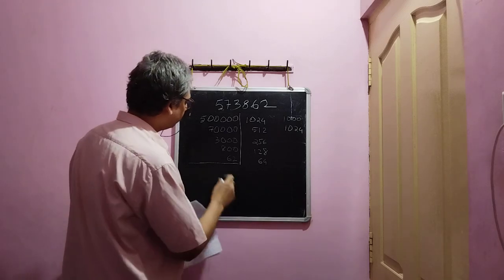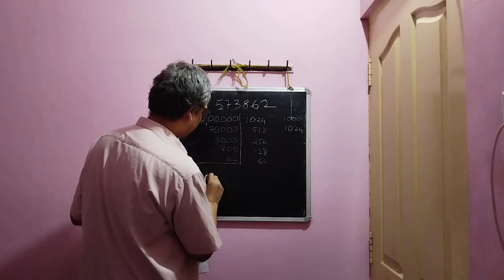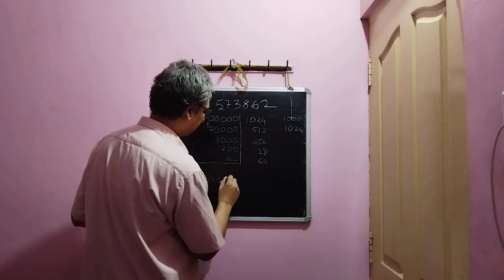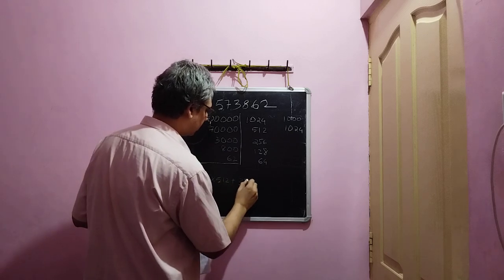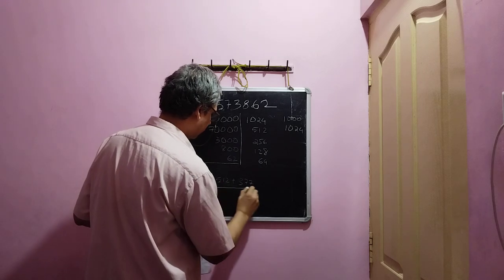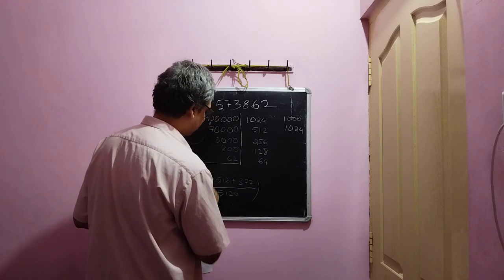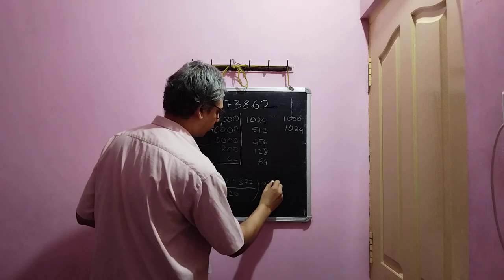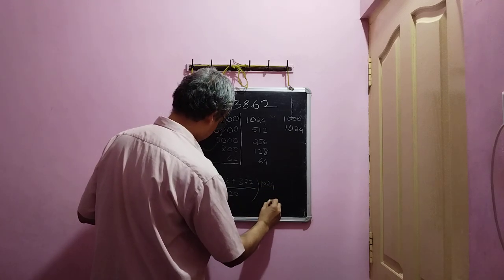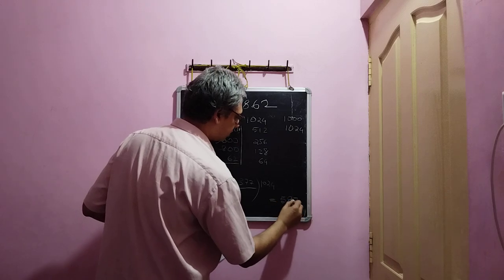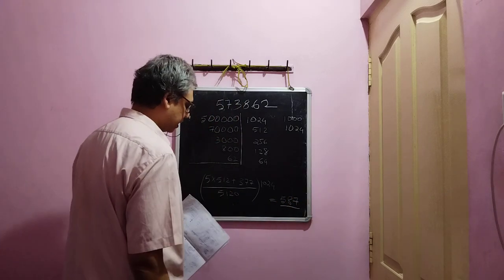Finally again we have 5 here, so you will have 5 into 512 plus 377 whole divided by 5120 times 1024. This will come up to a value 587. So this will be the hash value for it.